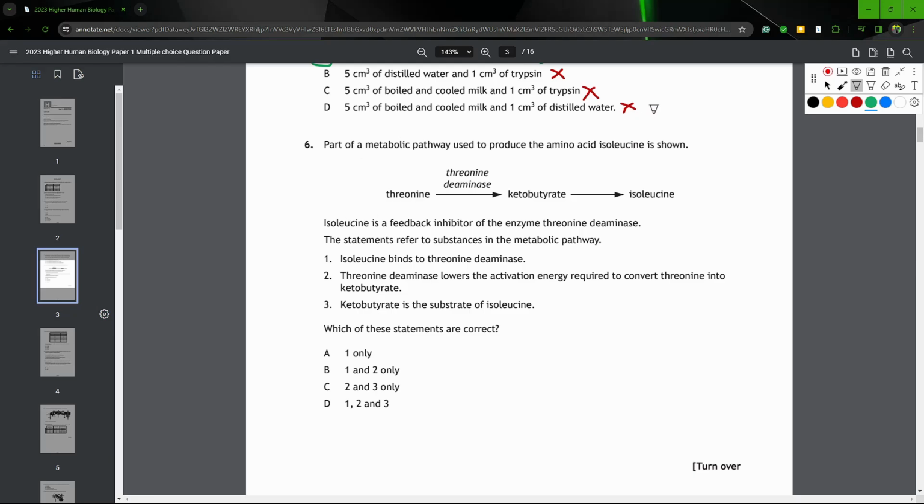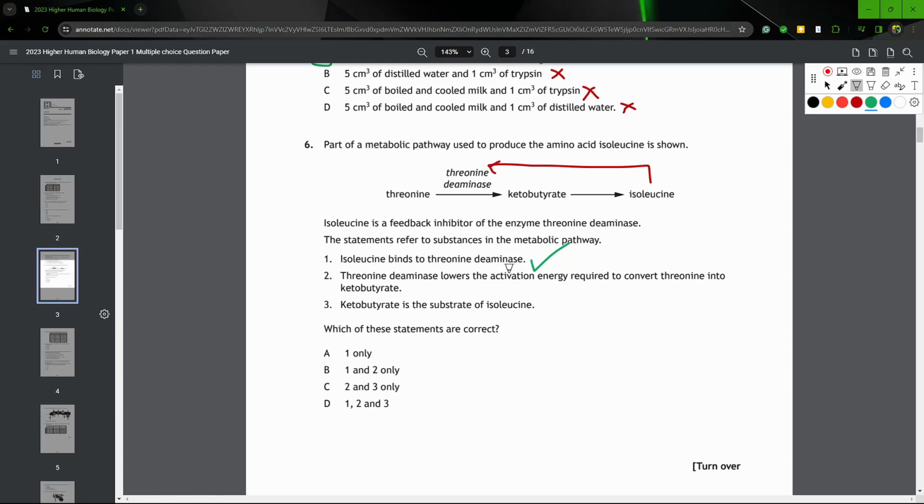6. Part of a metabolic pathway used to produce the amino acid isoleucine is shown. It's got this formula here. Isoleucine is a feedback inhibitor for the enzyme threonine deaminase. So basically what that means is that if we go on this diagram, this is going to bind to this enzyme here and cause it to slow down. The statements refer to substances in the metabolic pathway. Isoleucine binds to threonine deaminase. Well, given what I've just said, that's probably true. Let's face it.